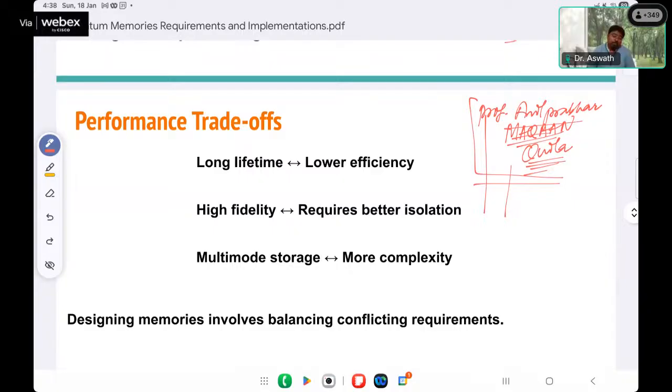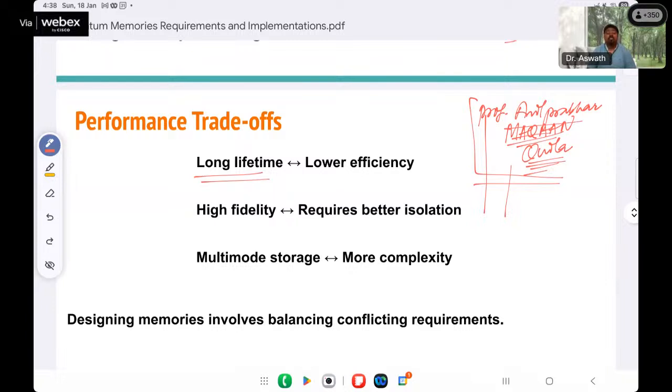Here, if you see performance trade-offs when it comes to quantum memory, what are they? Obviously, there is a plus and minus for any technology. What are they? A long lifetime, let's say I want to have a long lifetime, obviously lower efficiency. So we need to balance between them.